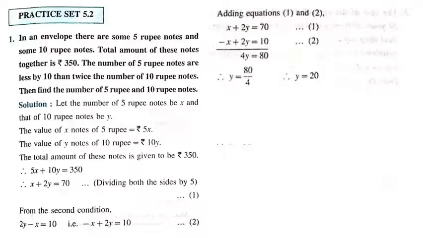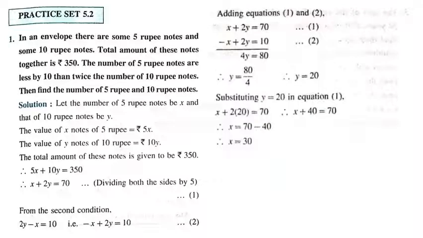Now as we got the value of one of the variables, let us substitute it in the simplest equation. Here the simplest equation is equation number 1. So substituting the value of y as 20 in equation 1, x plus 2y is equal to 70, it will be x plus 2 in the bracket 20 is equal to 70. Now let us open up the bracket. x plus 2 into 20 will be 40. So x plus 40 is equal to 70.